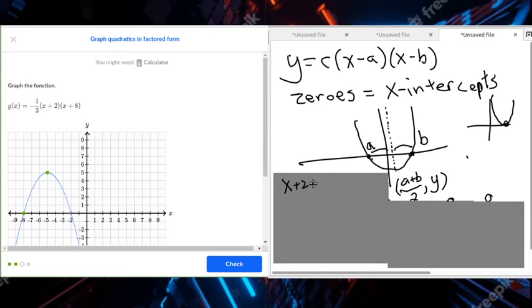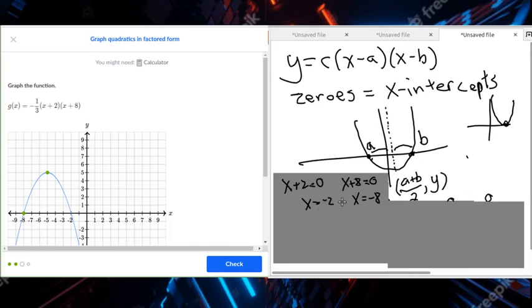x plus 2 is equal to 0, or x plus 8 is equal to 0. So now I have x is equal to -2, and x is equal to -8. So that means the x-intercepts are -2 and -8. And then where is the midline? Where is that middle line?